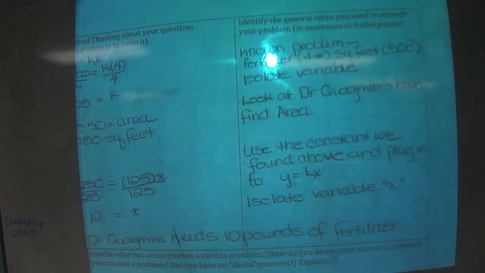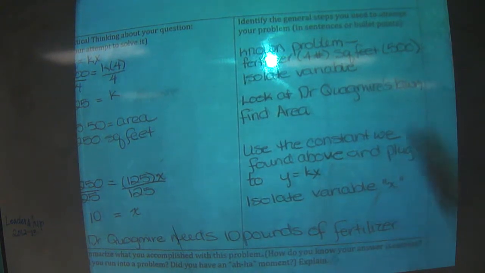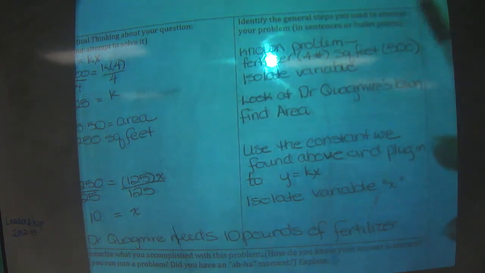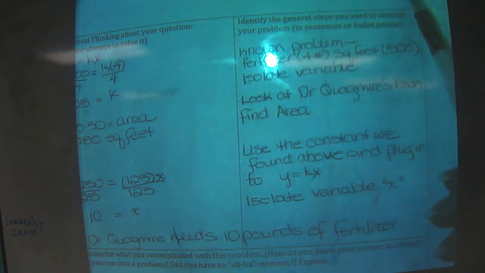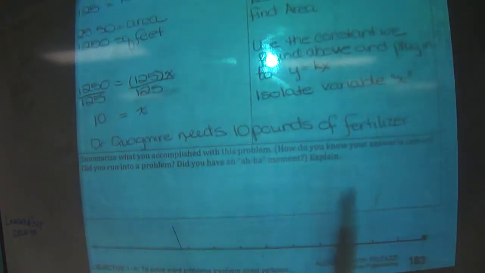So the two things that you have to answer for yourselves are, what did you know about the question? And it might have been, I knew there was a question. I knew that y equaled kx, but I needed help to get through the process. And then the last thing you do is you summarize what was accomplished with the problem.